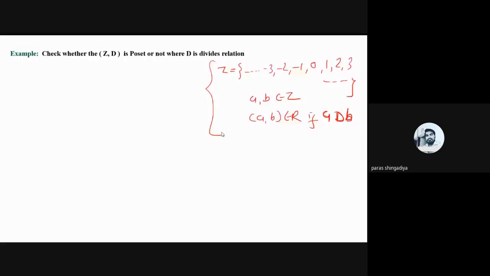So just try it and reply with your answer. First check only the reflexive relation, and then we'll verify the answer, and then we'll check the antisymmetric. Can we say this question follows the reflexive relation?